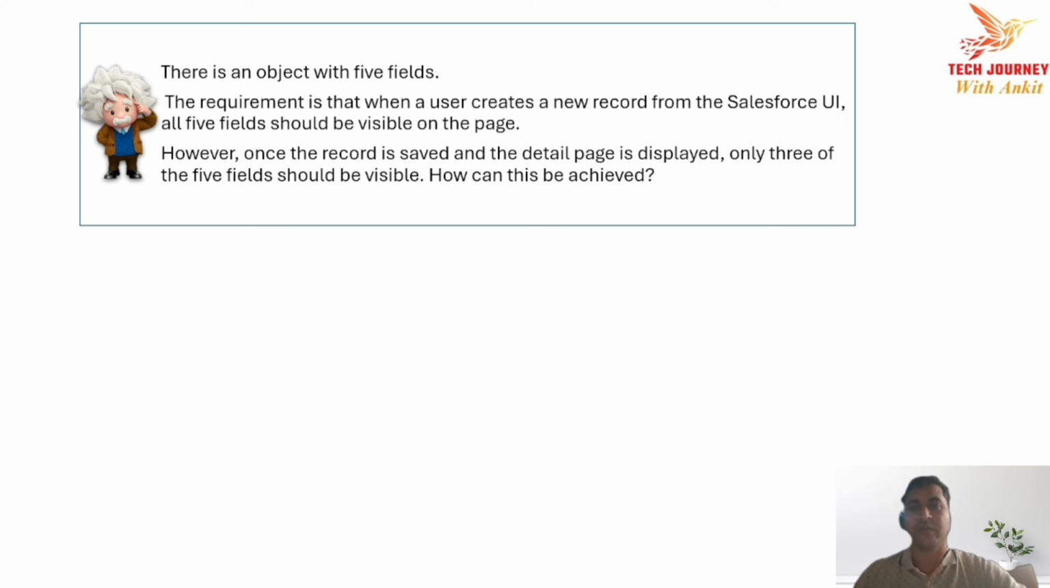So, on creation, all the 5 fields should be visible, but once the record is saved, only 3 fields should be visible. Again, don't go for a custom solution like LWC or a Visualforce page, because this question is basically asked to cover the admin part. So just think about it, pause the video and let me know the answers in the comment section in case you have any clue. Okay, let's go and check out the answer for this.